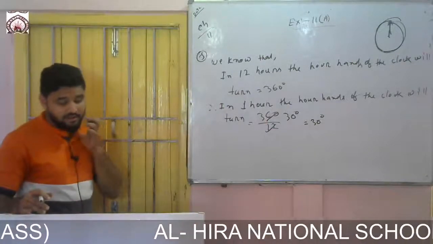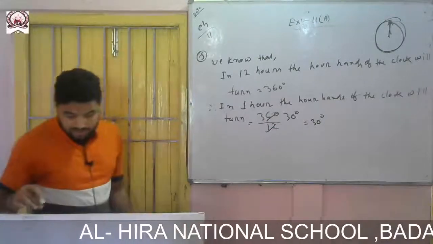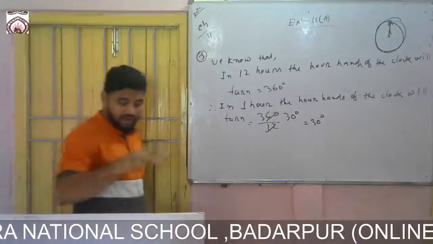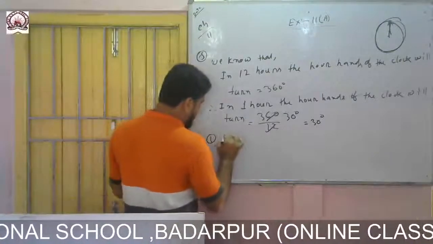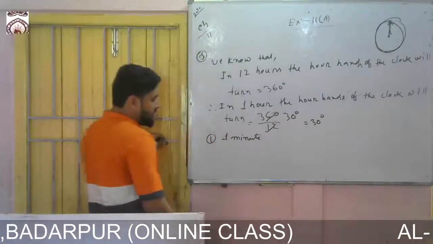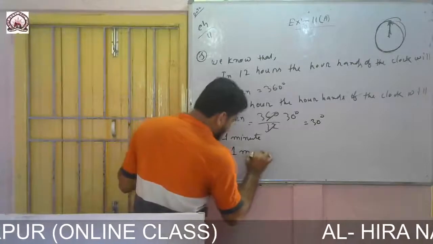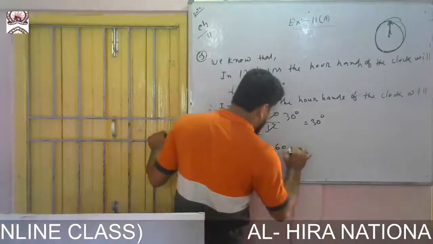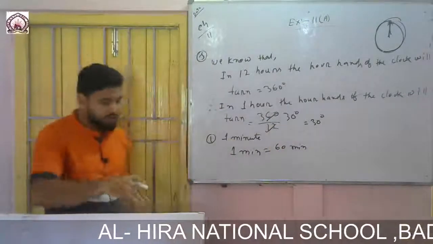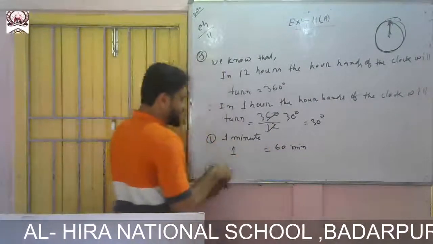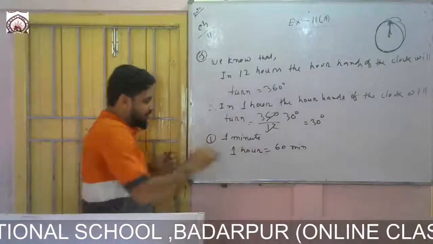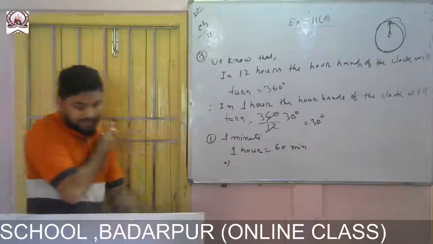Okay, and now let us convert. Now come to question number 1. In 1 minute how much will it turn? So question number 1, 1 minute. 1 hour equals 60 minutes. Sorry, 1 hour equals 60 minutes.